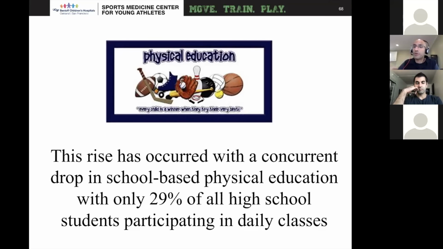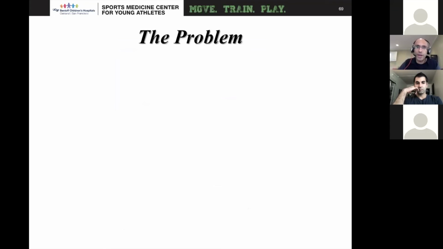So I think it's important for us as providers to help dispel this, not necessarily from an injury perspective, but to keep kids healthy and active.